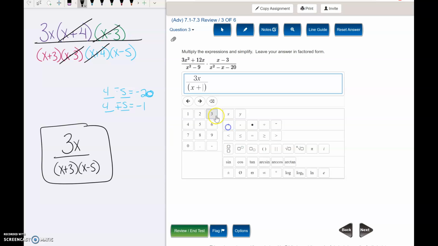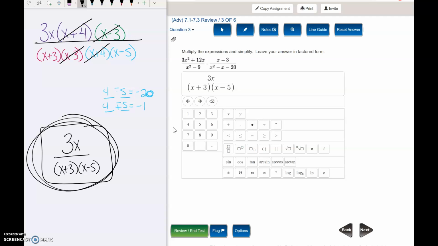And then you can click out of it or you can hit the right arrow to move outside of the parentheses. A new set of parentheses, x minus 5. Before you move on to the next question, I want you to look at what you have typed and make sure it looks like what you expect your answer to look like.